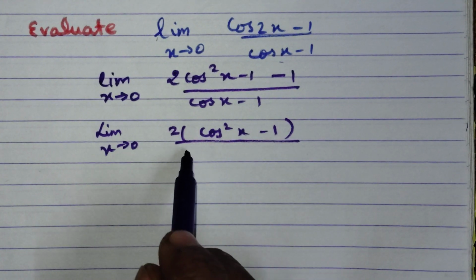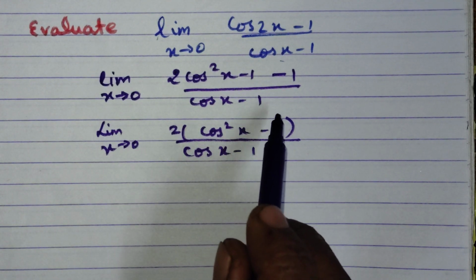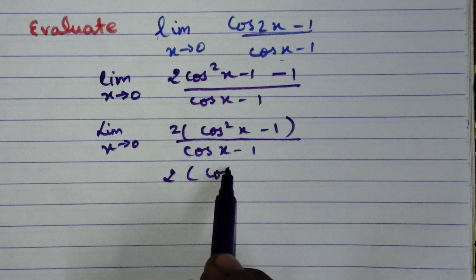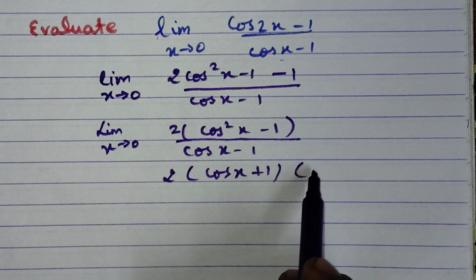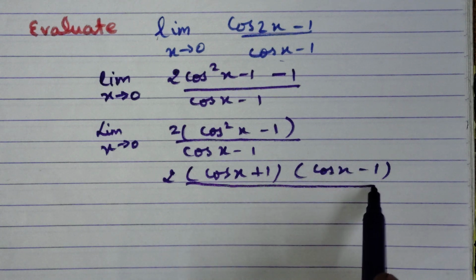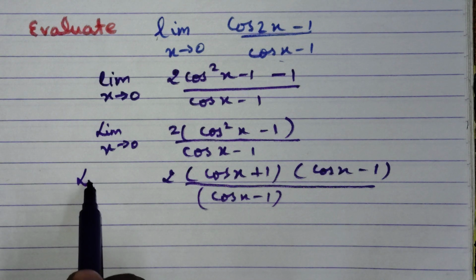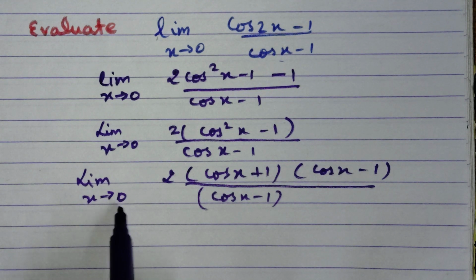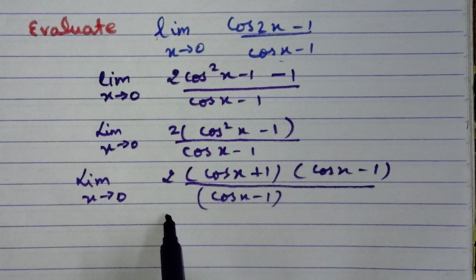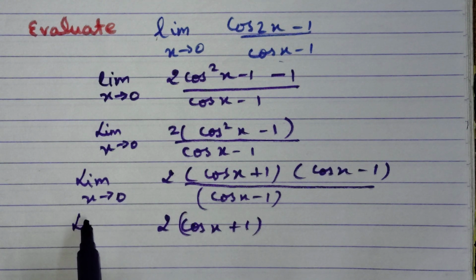So 1 can be written as 1 square. So it becomes the identity of a square minus b square in the numerator. Its identity is a plus b, a minus b. It means cos x plus 1 and cos x minus 1. This a square minus b square identity is splitting, and the denominator cos x minus 1 is written as it is, and limit x tends to 0 is written as it is. So the numerator's cos x minus 1 and the denominator's cos x minus 1 cancel out. The only term left is 2 cos x plus 1, and there is a limit also in front.